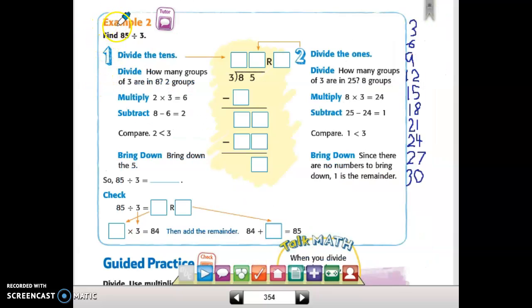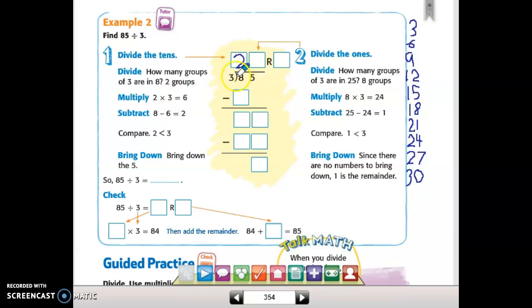Okay, so example 2, we have 85 divided by 3. So they've set it up 85 inside the box, 3 outside. I've written my multiples of 3, or the compatible numbers for 3 over here. First question, how many groups of 3 are in 8 tens? 1, 2 groups. If I go to 9, that's greater than 8, so we can't do that. So there are 2 groups of 3 in 8.